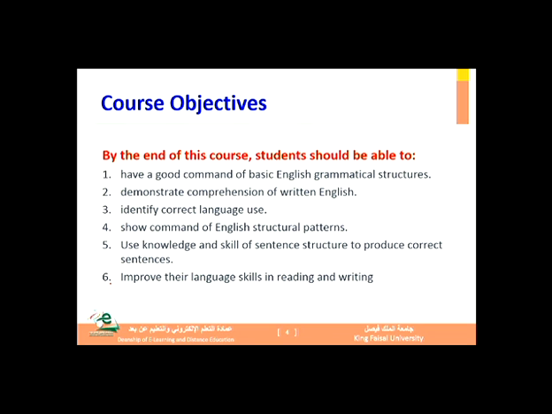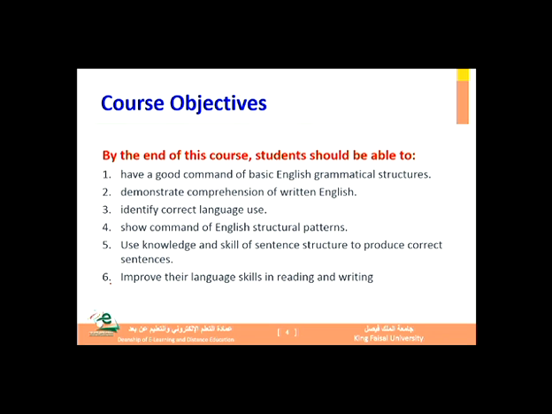Again, the student will be able to show command of English structural patterns. We hope that by the end of this course, by training, by following the course, by reading the exercises and studying the text or the passages that we are going to analyze, we will have this ability of mastering the basic English structure, basic English grammatical rules that we are going to concentrate on in this course. Again, the student should be able to use knowledge and skill of sentence structure to produce correct sentences.